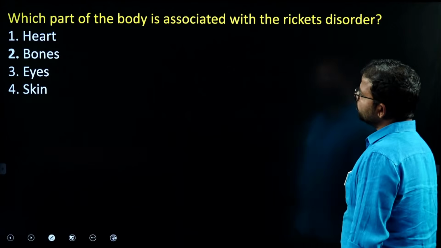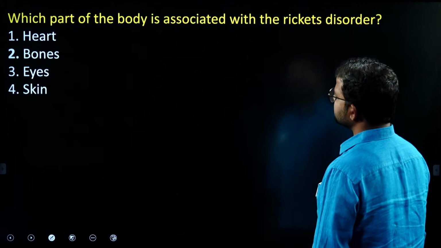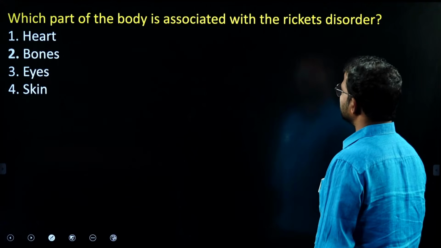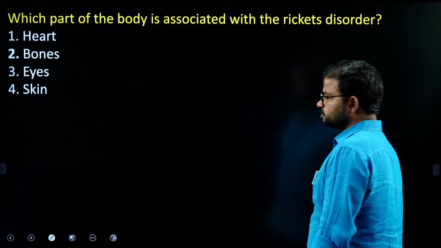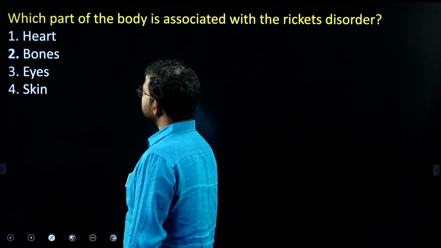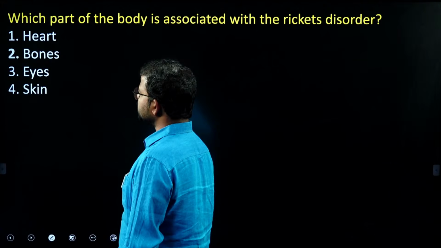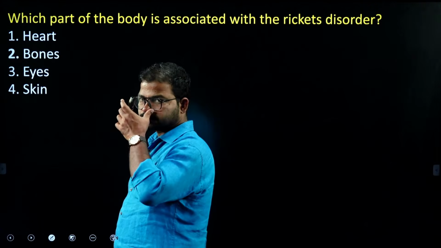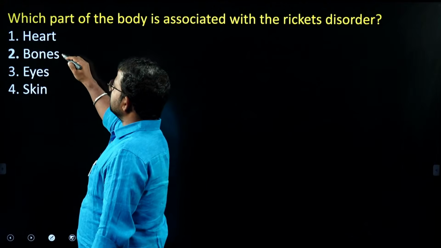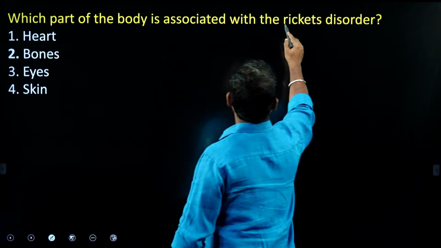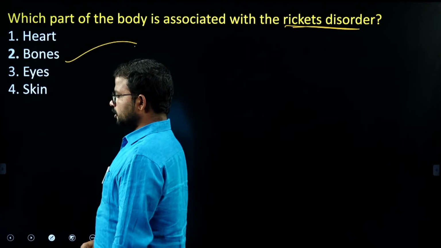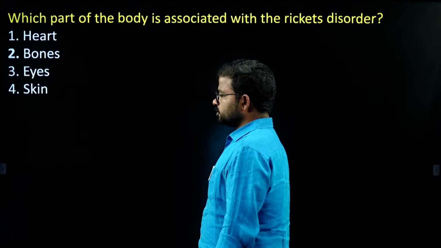Next, which part of the body is associated with the rickets disorder? Anyone? So heart, next bones, next eyes, next skin. Rickets. Option 2 only.